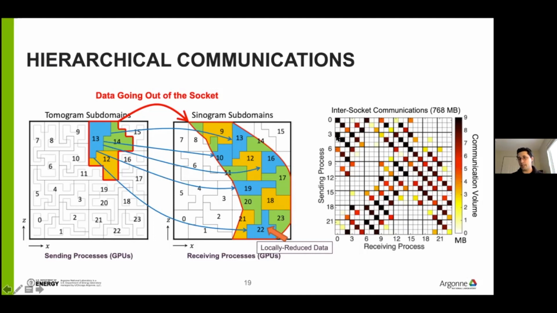Here, since each socket manages 3 GPUs, you will see that only 1 GPU among the 3 GPUs is actually being used for the data movement. And this clusters the communication significantly. As a result, you see that the volume of communication decreases between the sockets.